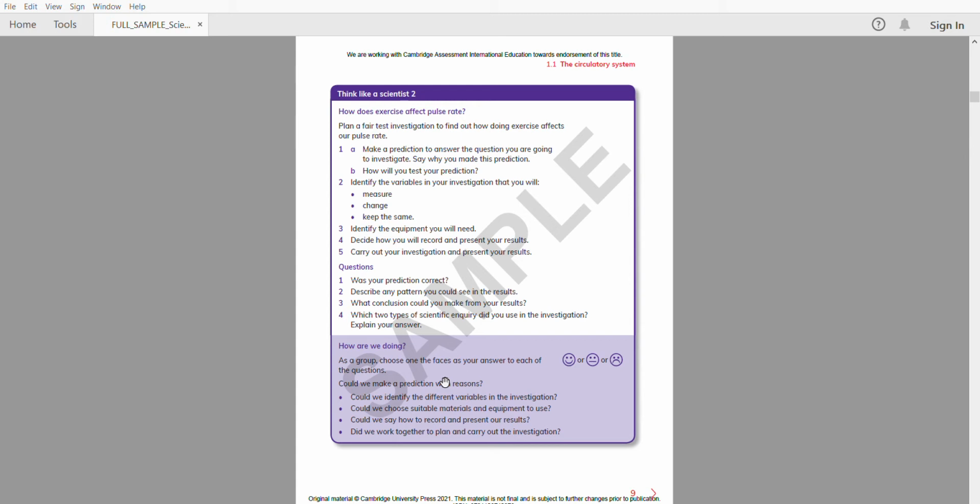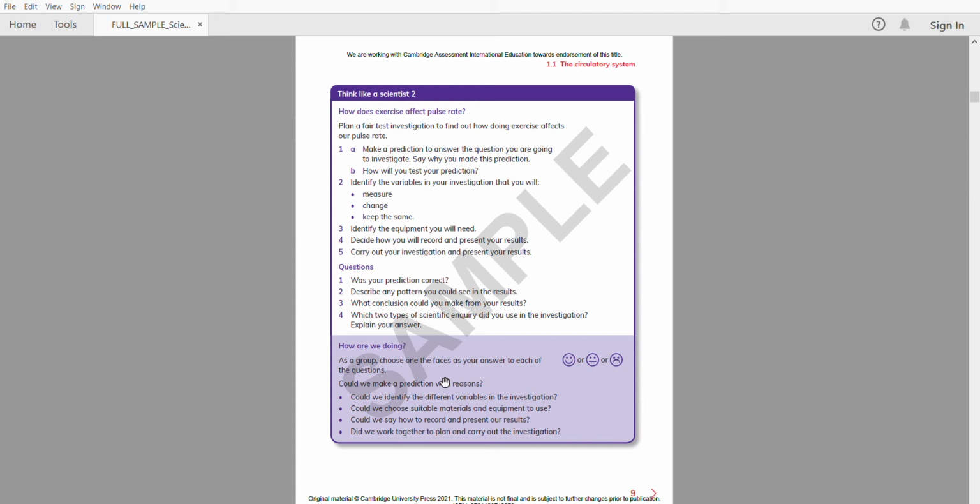As I explained, when you analyze the question, you need to identify the two main concepts or variables. In this question, we have two variables that we are trying to test: the exercise and also the pulse rate. The connection is the impact of exercise on our pulse rate.